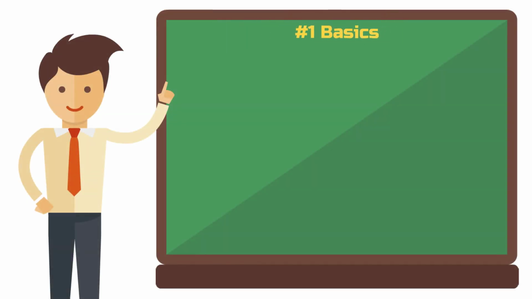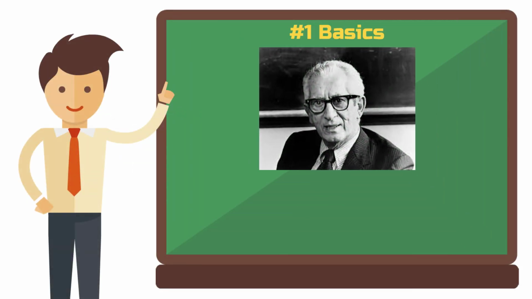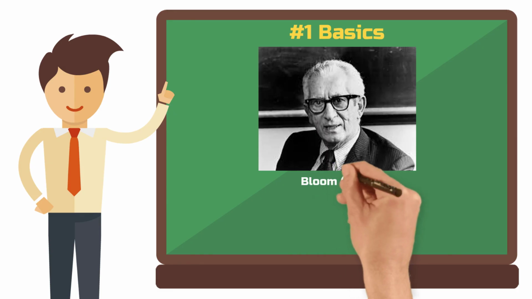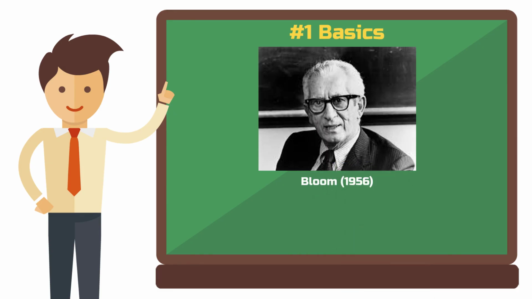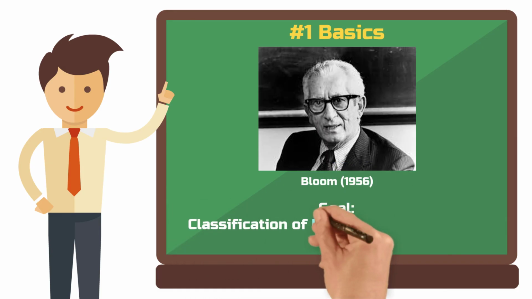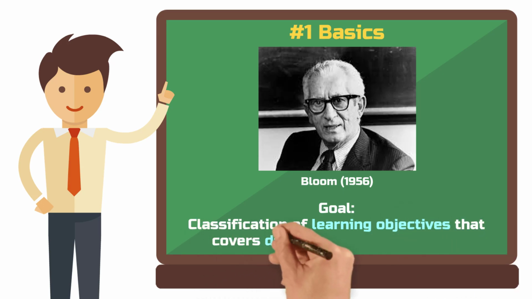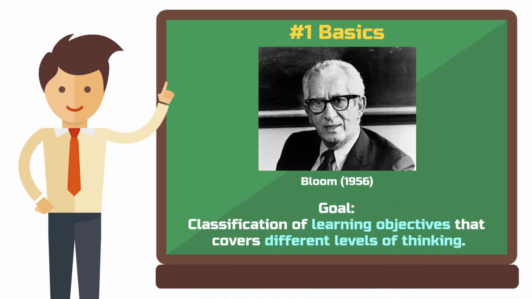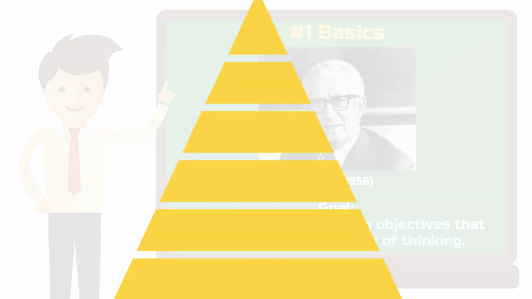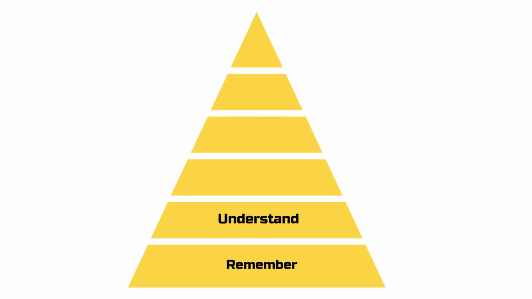Let's start with the basics. Bloom's taxonomy was developed in 1956 by Benjamin Bloom and his colleagues. Their goal was to create a classification of learning objectives that covers different levels of thinking. This classification consists of 6 levels: remember, understand, apply, analyze, evaluate, and create.